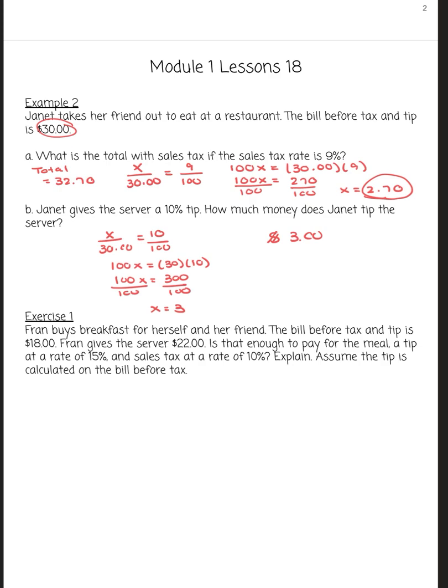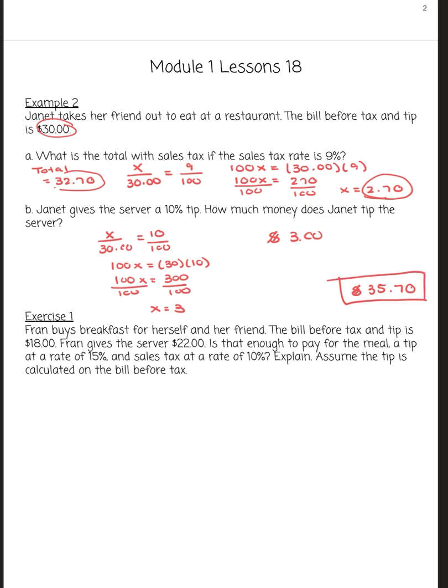All right. So I'm going to add this little piece in there. If we wanted to total up how much she was going to pay in total, we know that with the sales tax, she pays $32.70 plus her $3 tip. So her total bill would be $35.70. That's including the tip and the tax.